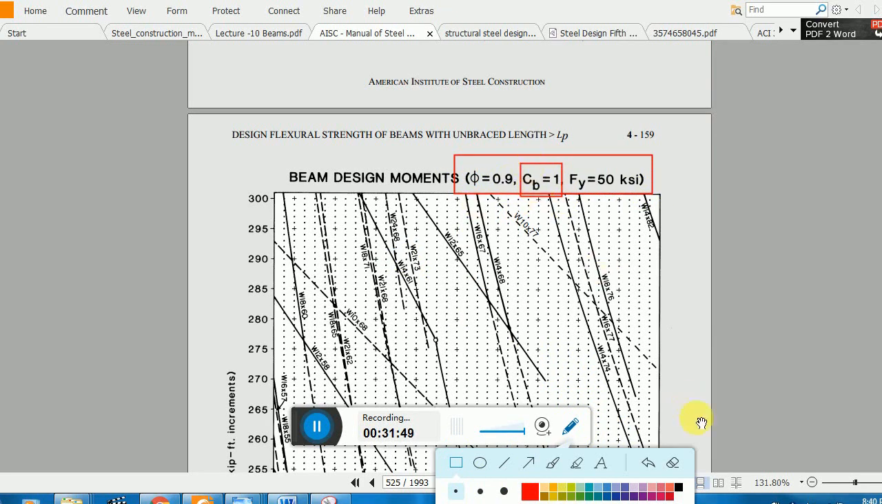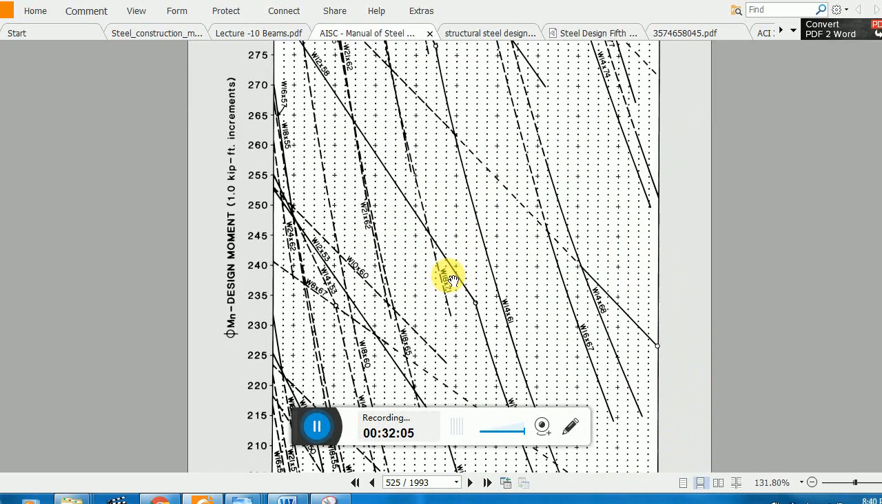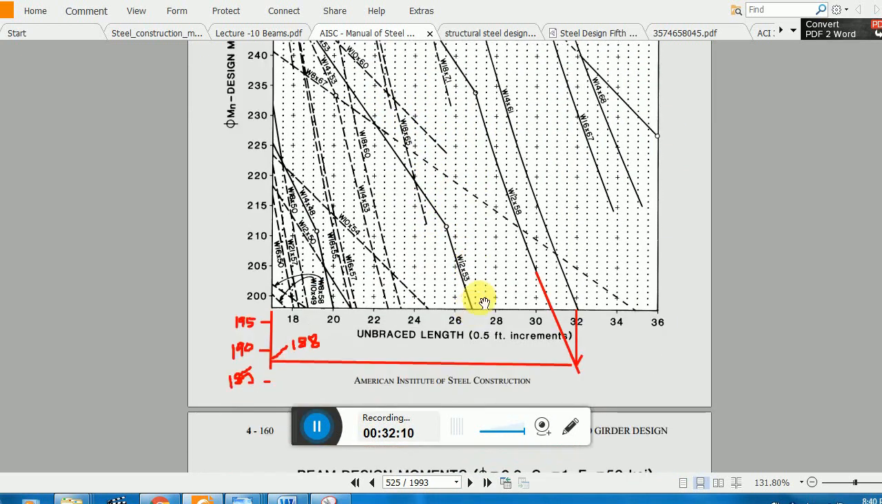Here you see the sections in these tables, and this is the reference which I gave in my notes, chapter number 4. Now you need to find your required section, that is W12x58, so search for W12x58. Here we have 32 feet, which is the unbraced length, and this is the strength. So it is unbraced length versus the strength of the section, where these graphs are.